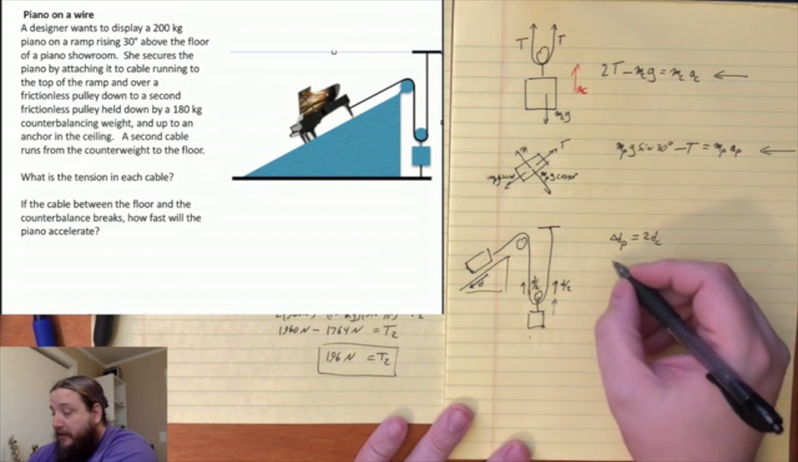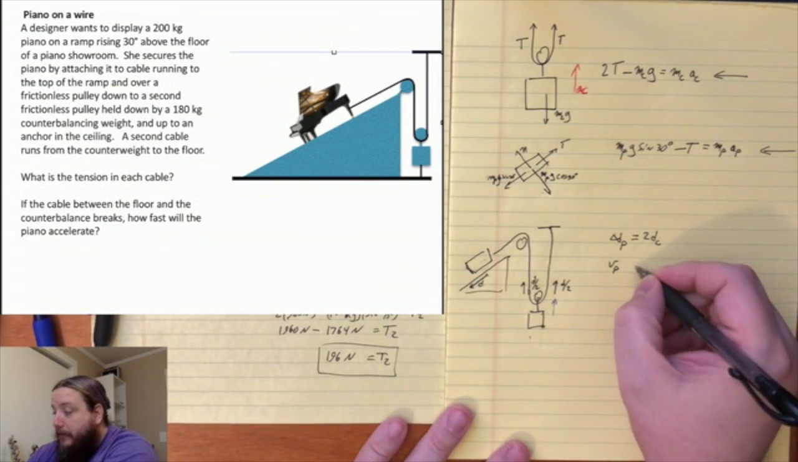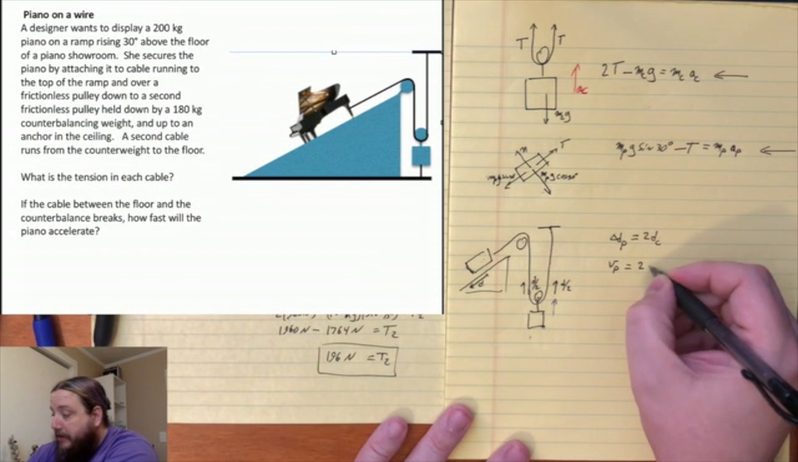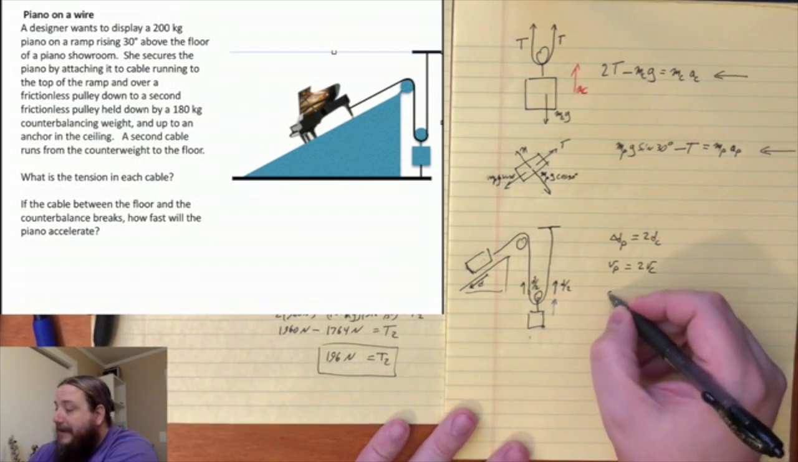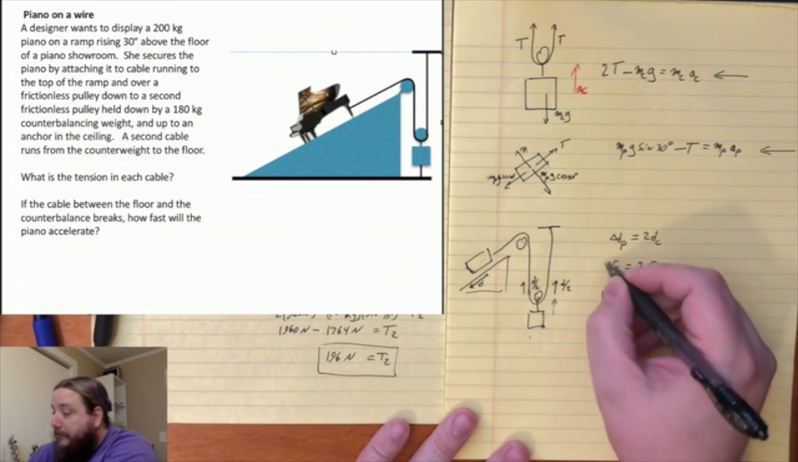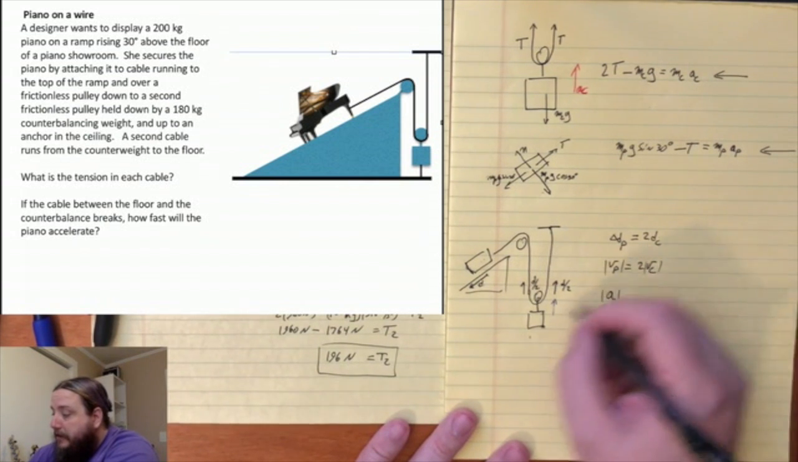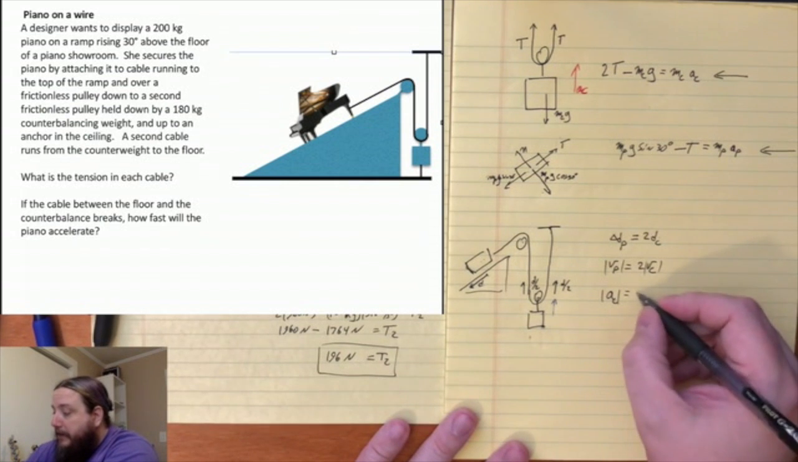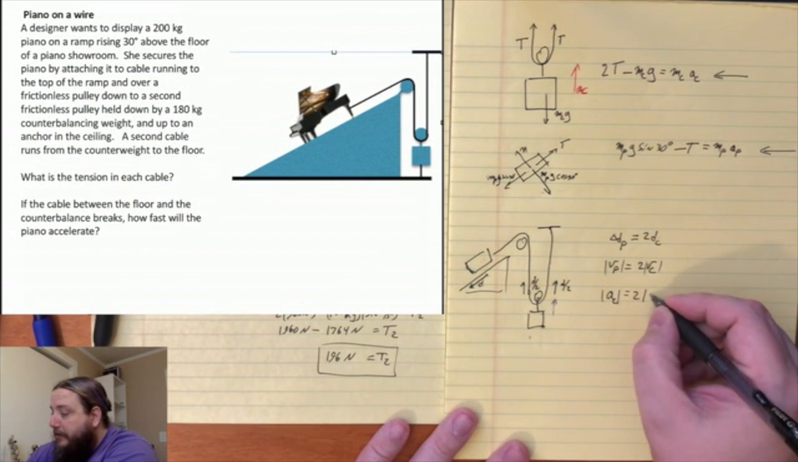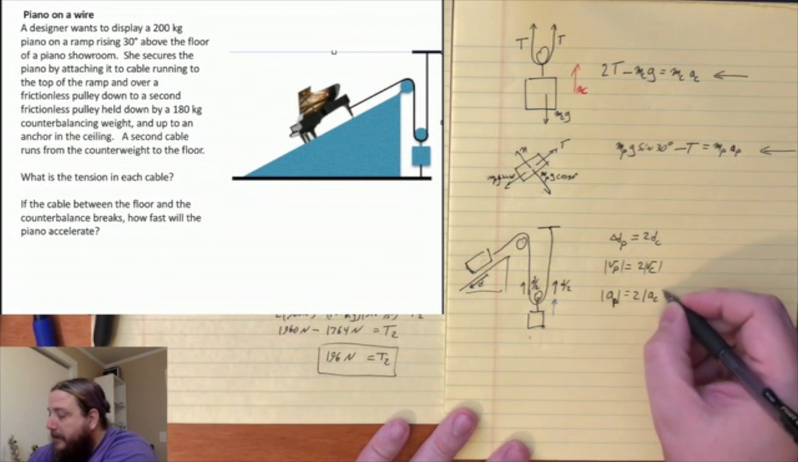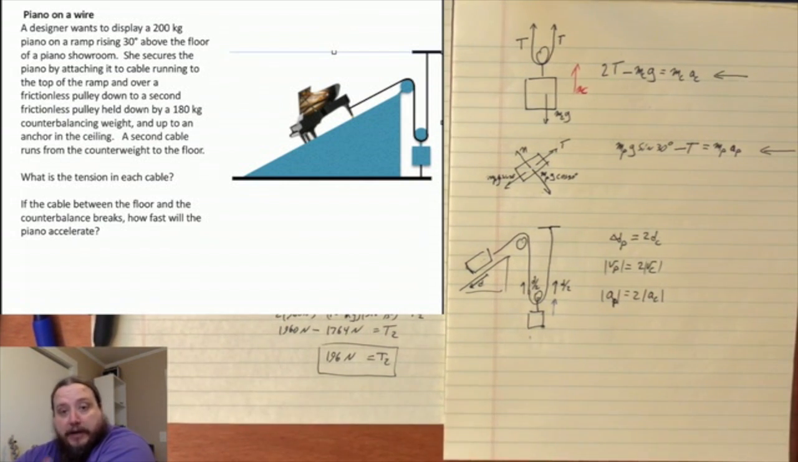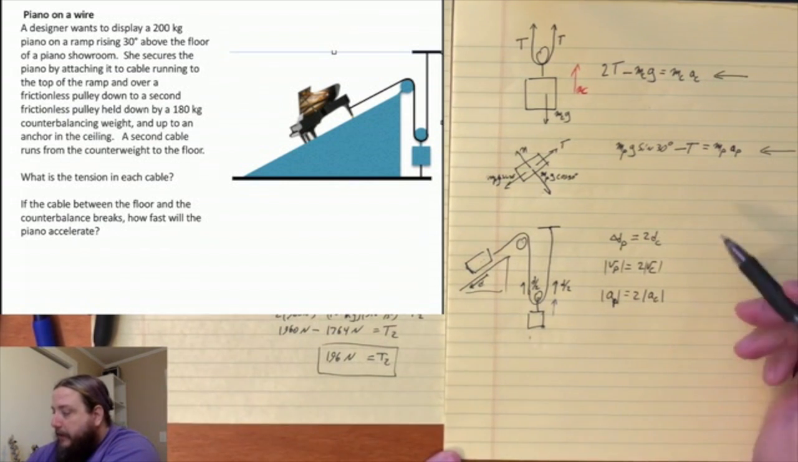That means that the velocity of the piano must also be twice the velocity of the counterweight at any particular moment in time, and that the magnitude of the acceleration must also be twice the magnitude of the acceleration of the counterweight. That the acceleration of the piano must be twice the acceleration of the counterweight.